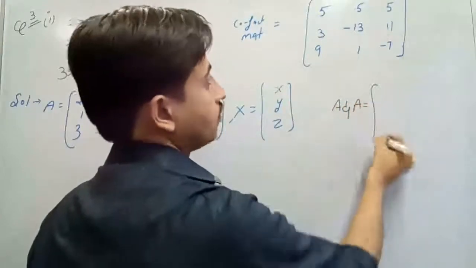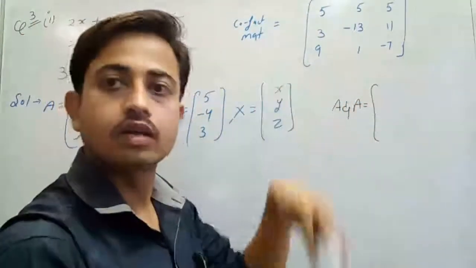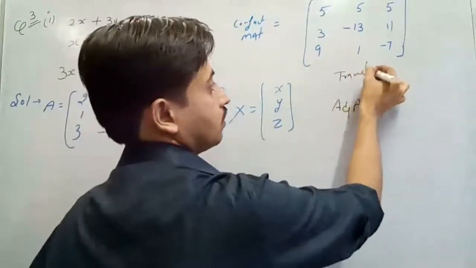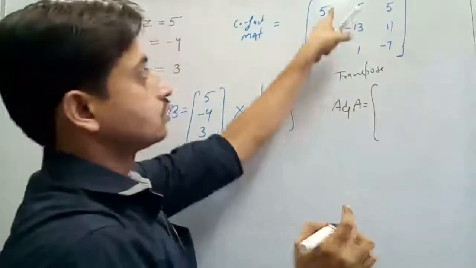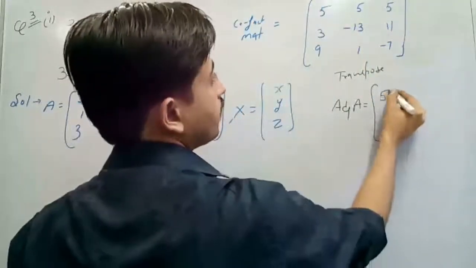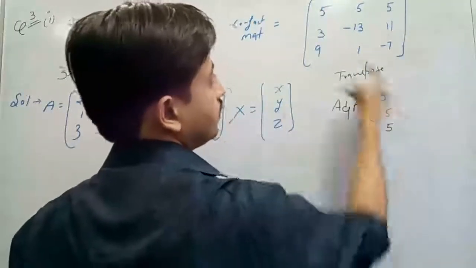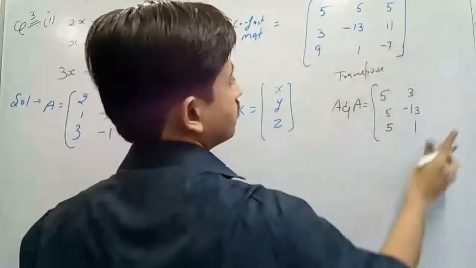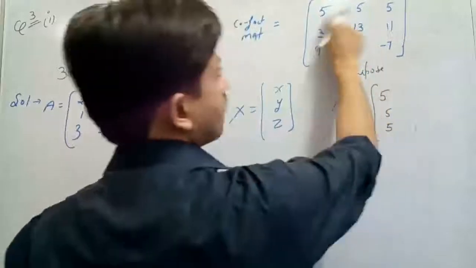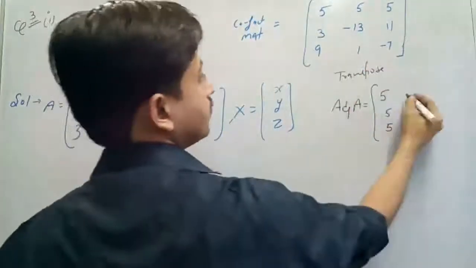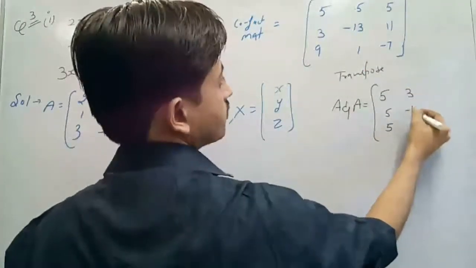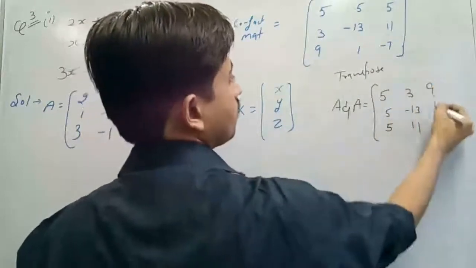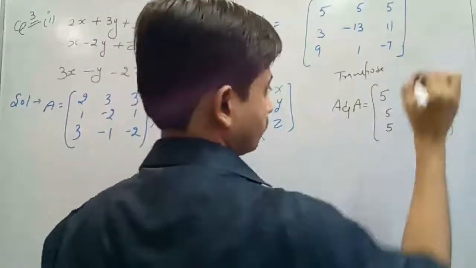Adjoint of A is what? We have to take the transpose. So I am taking the transpose. So this is your row. It becomes 5, 5, 5. And this becomes 3, minus 13, 11. This is the second row. And this becomes 9, 1, minus 7.